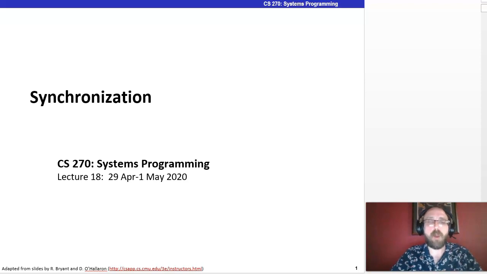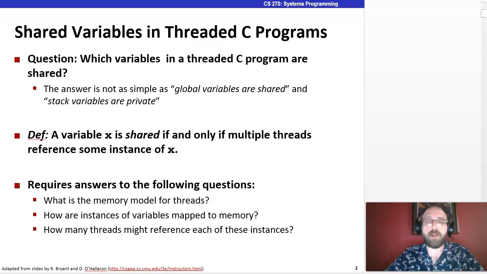So the problem comes down to shared variables. If one variable or one piece of data is shared among multiple threads in the same process, we have to be really careful about how we access them. So that raises the question, which variables are shared? Well, by definition, a variable is shared if multiple threads reference some instance of that variable.